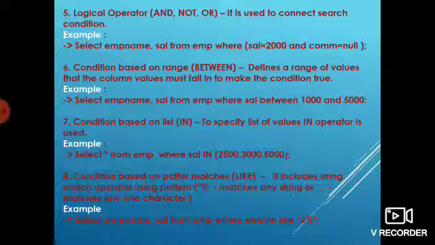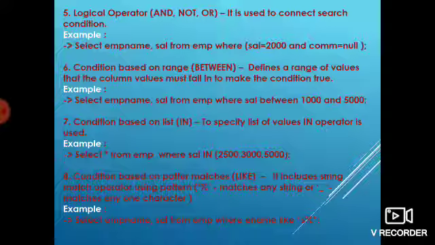Number 4, condition based on range. If you want to extract the records from some range, like 1 to 20, 30 to 40, like that, we need the BETWEEN condition. Example is given here: select EMP name, salary from employee where salary between 1000 and 5000. It means all the employees getting salary from 1000 to 5000 will be shown.